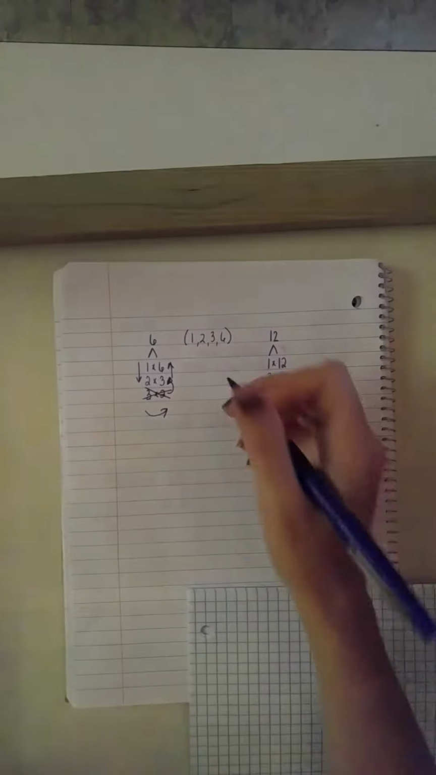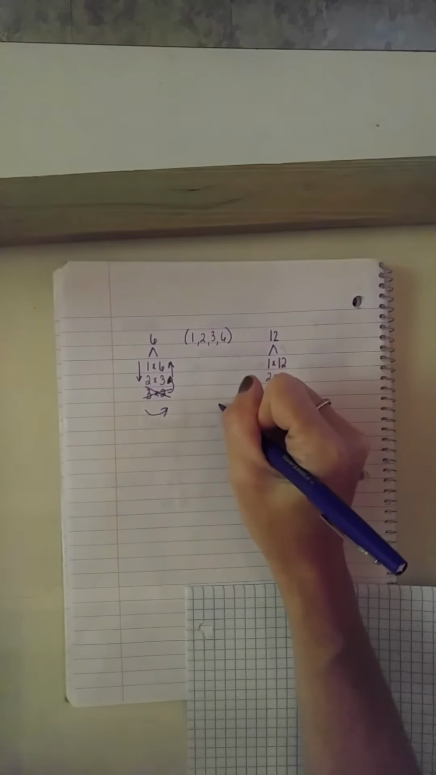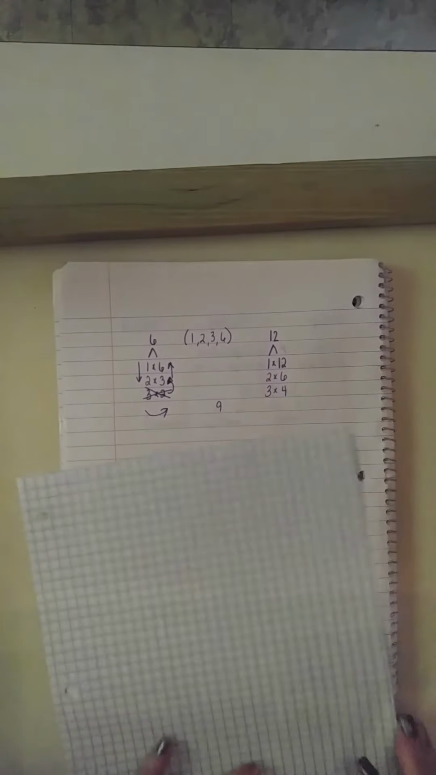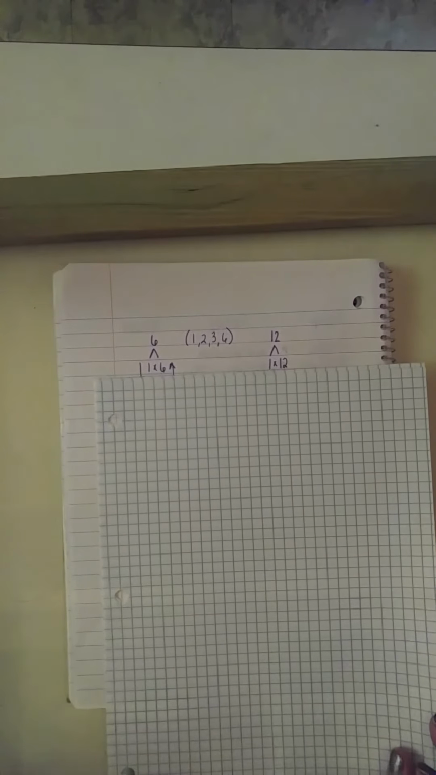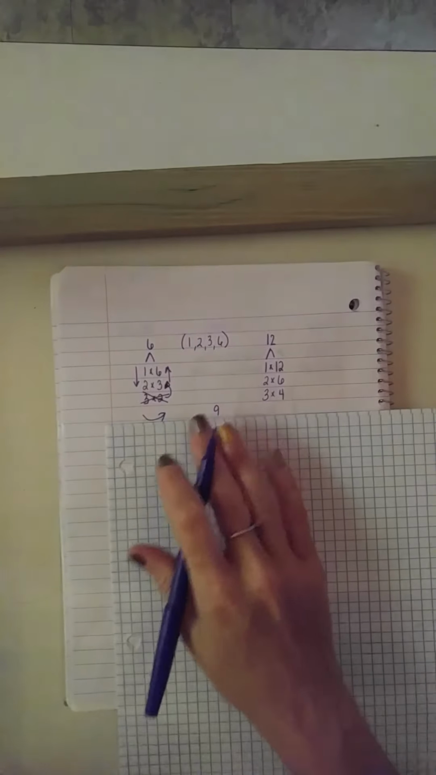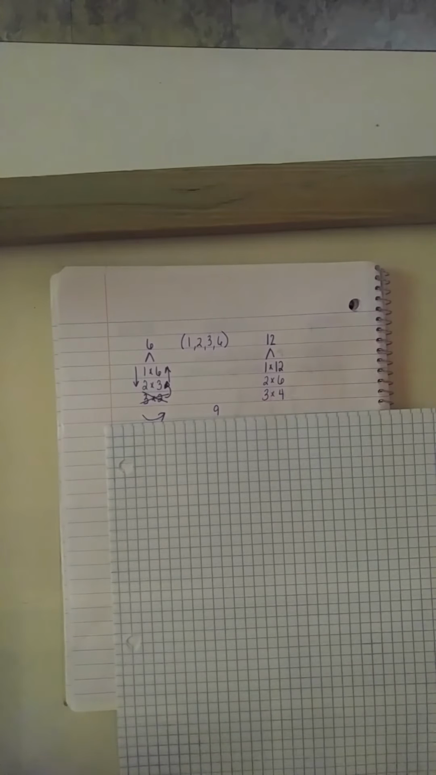So let's do a smaller number. Let's do the number 9. I'm going to show you how the children used it on graph paper. And this actually worked out really well for a lot of kids. So how we do it is, when you're figuring out factors, it has to basically create a rectangle, and you'll see what I mean after this.